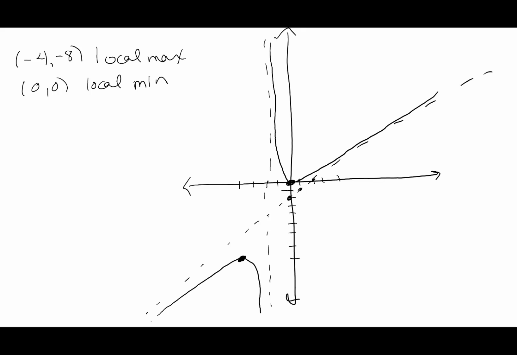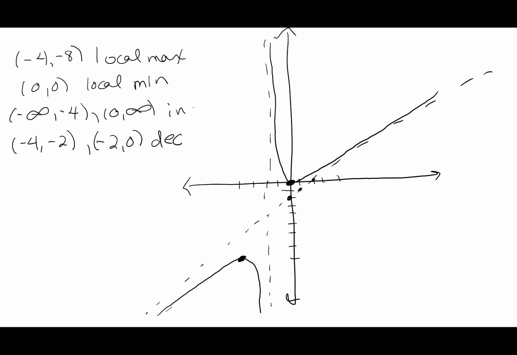Go back. The function was increasing until it got to negative 4, so negative infinity to negative 4. It was increasing, and then it decreases from negative 4 until negative 2. Let's put the rest of it. It was decreasing from negative 2 to 0. So these were our decreasing intervals, and then 0 to infinity, it's increasing. Okay, so we have our max, min, increase, decrease.